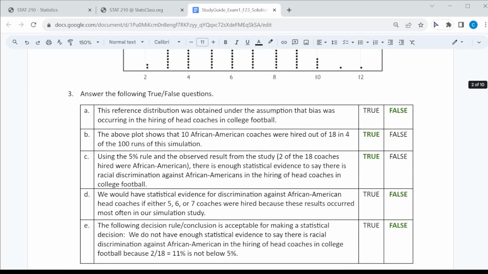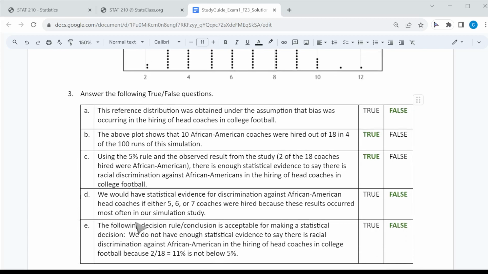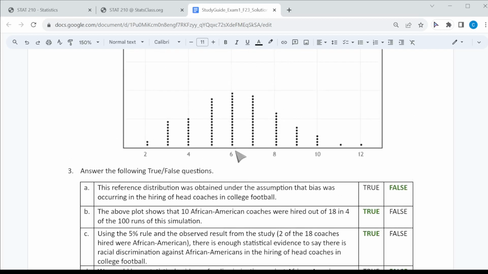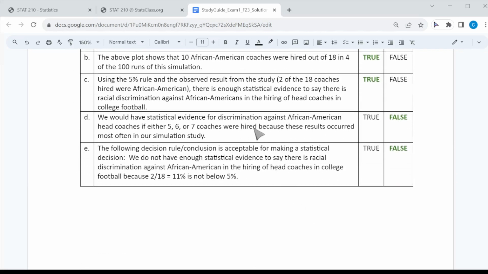So let's go back to 3C here. Using a 5% rule, the observed outcome of 2 is an outlier on that lower end. So we are going to have enough evidence to say that there's racial discrimination against African Americans. Okay, so that statement is true there. D is false. That is just where the expected, so 5, 6, and 7, are the middle of the distribution here. And those are values that we would expect if discrimination was not happening, or a fair situation.